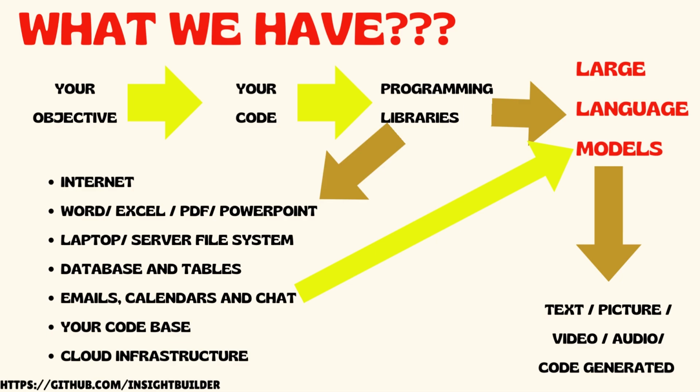The services like laptop, server files, Word, Excel, PDF, PowerPoint files, email and chat, your internet, anything and everything can be connected with the large language model. Now, large language models, what they do, they take all these things and give output as numbers or text or pictures. And all these things, text, numbers, and pictures, are represented inside the large language models as simply numbers. They are not represented as actual text or actual ideas or anything. They are just numbers.